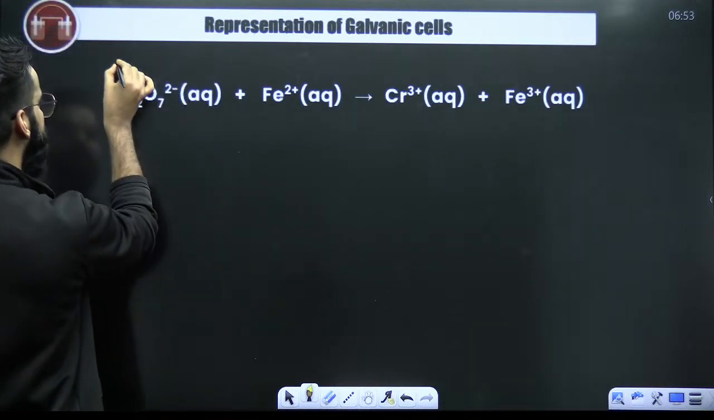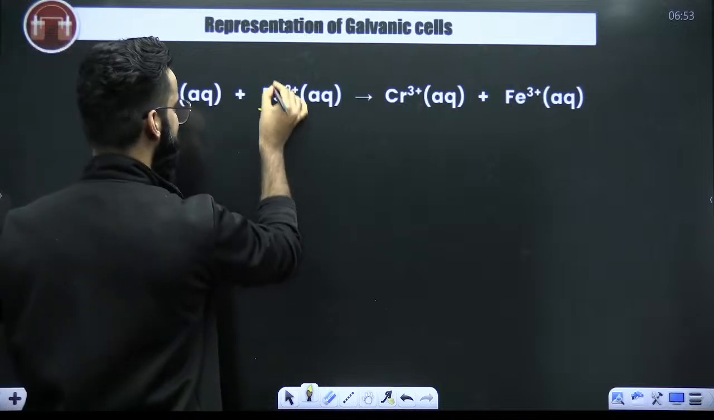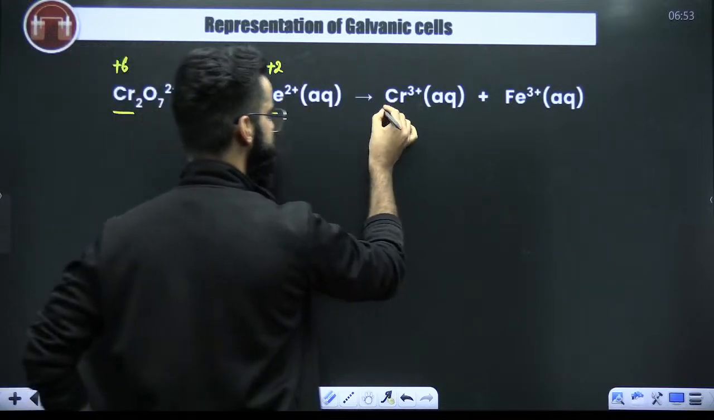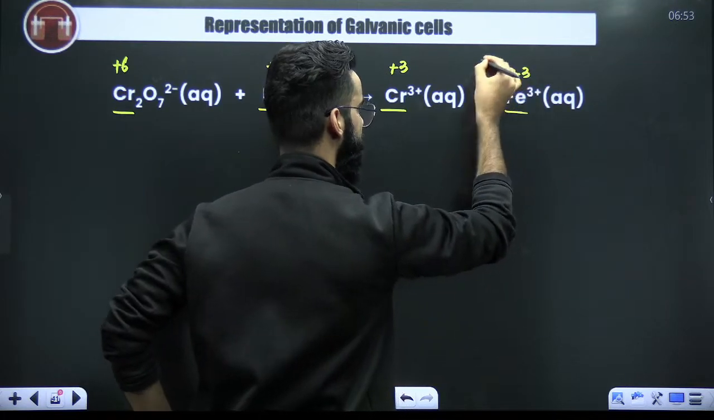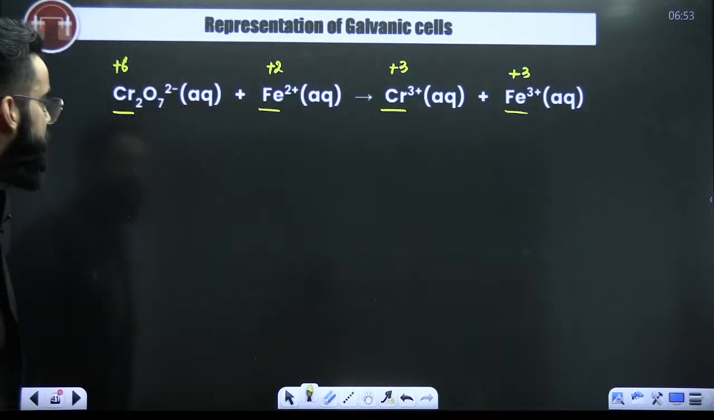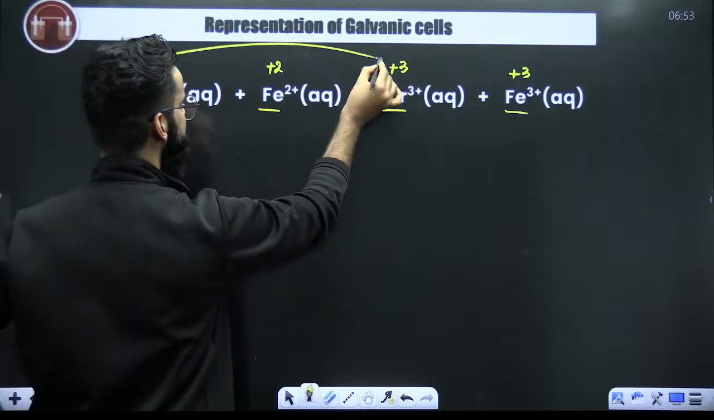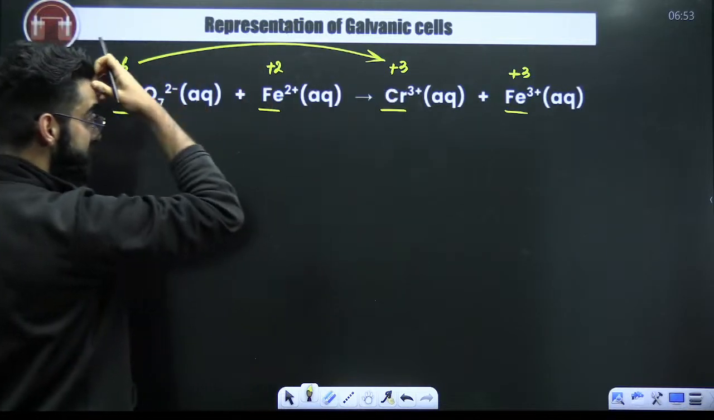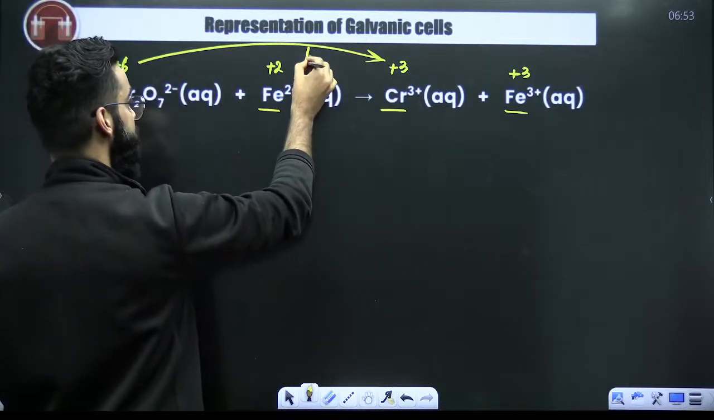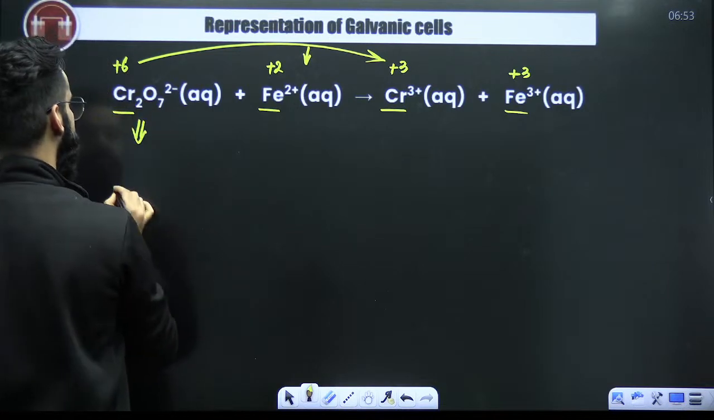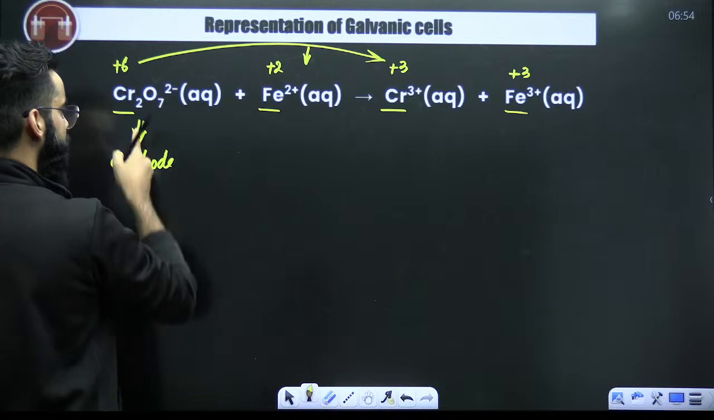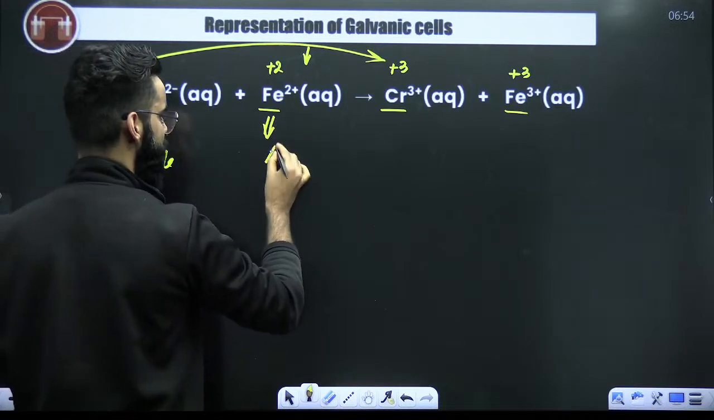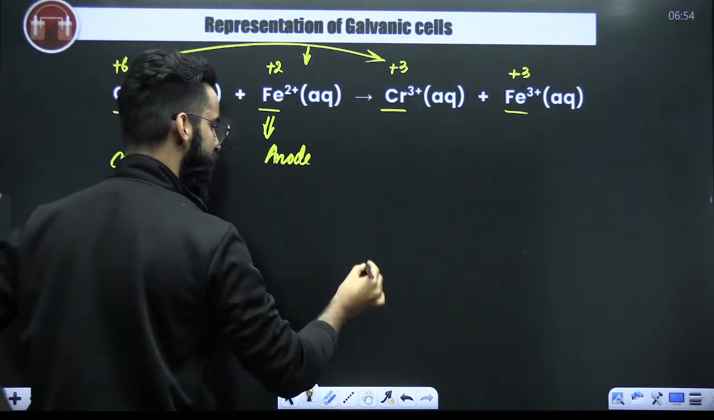The oxidation state of chromium right here is plus 6. Right here it's plus 2. Oxidation state of chromium here is plus 3. And here it's plus 3 as well. Perfect. You got the oxidation states. Now tell me one thing. Is the oxidation state of chromium increasing or decreasing? Plus 6 to plus 3. Decrease. Decrease in the oxidation state is something which you call reduction. And reduction takes place at cathode. So this is your cathode. If this is cathode, that means this has to be your anode. So you identified your cathode and anode.